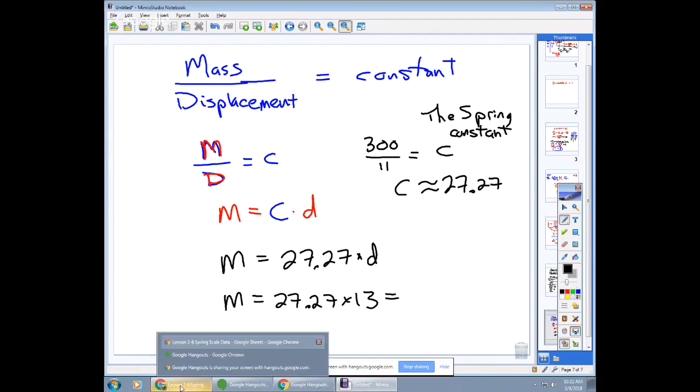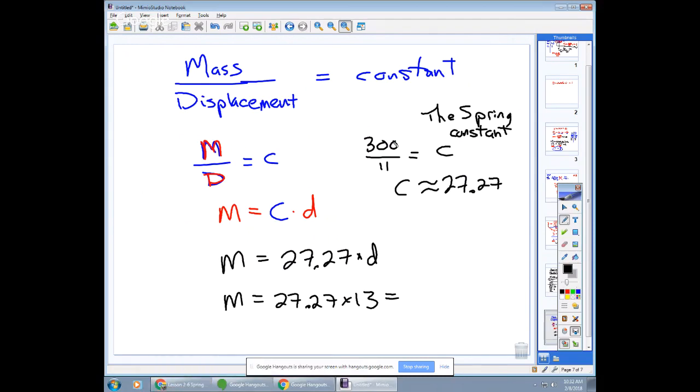And you're choosing 13 because yesterday when I put my cup on my spring, it stretched the spring 13 centimeters. So what does the 300 divided by 11 have to do with it? To find the formula for any spring, you have to take some measurements. So Daisy and I measured yesterday that for a mass of 300 grams, we got a stretch of 11 centimeters.